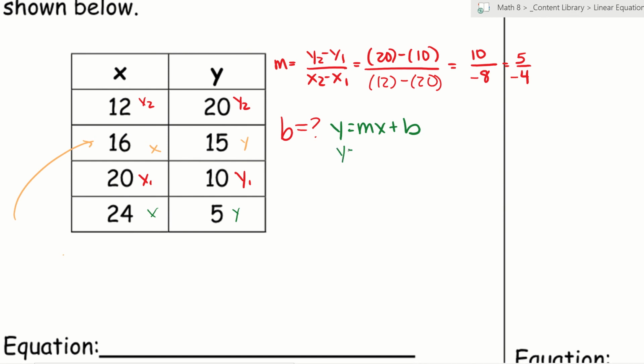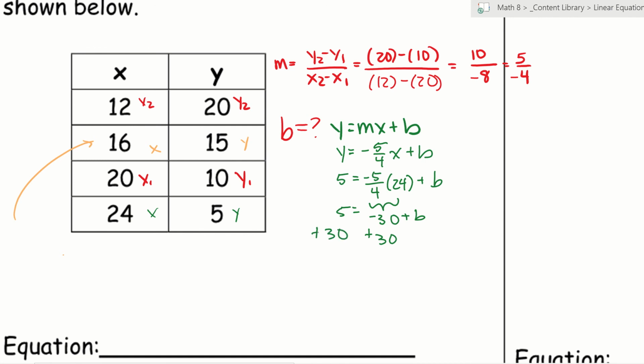So we have y equals -5/4 x plus b. I'll use the same ones. 5 equals -5/4. The x is now 24 plus b. 5 equals, let's see, 6 times -5, -30 plus b. To solve for b, I'm going to add 30 to both sides. We get 35 equals b. Ooh, looks promising. Let's check it again.